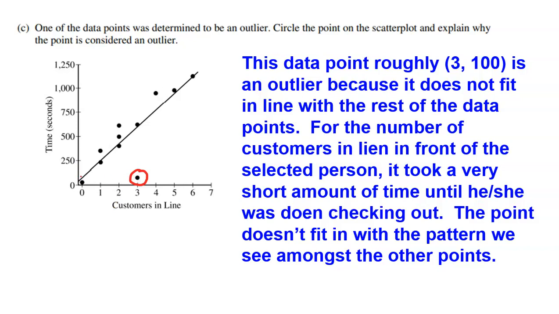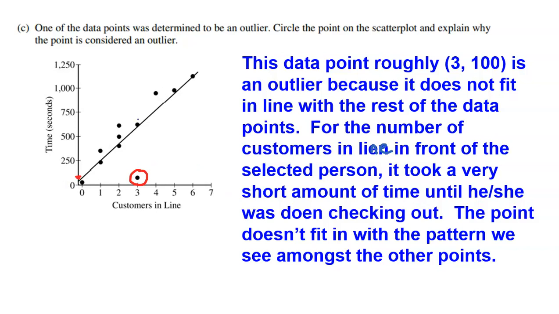If I'm trying to estimate what that y value would be, I said around 100, but it could even be a little bit lower. But the point is this is an outlier because it does not fit in line with the rest of the data. For 3 customers, typo there, boy, I'm bad at spelling sometimes. That should be L-I-N-E, sorry about that. For the number of customers in line in front of the selected person, it took a very short amount of time until he or she was done checking out.